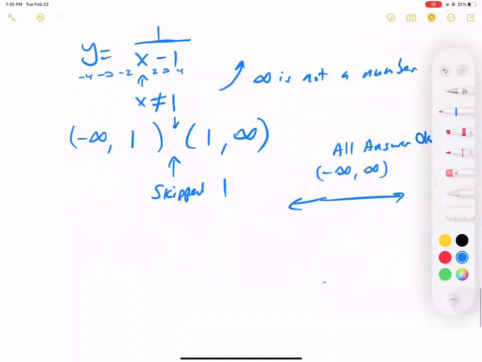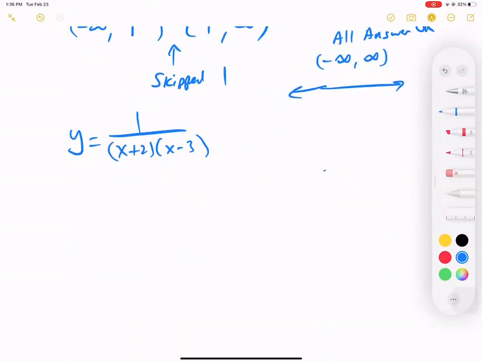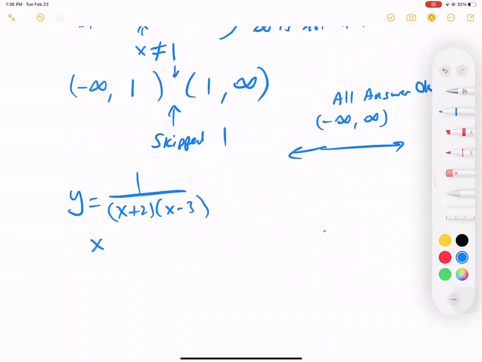Now let's look at another problem. If it was y is equal to 1 over x plus 2 and x minus 3, go ahead and look here and tell me what are the zeros that I am not allowed to use. Which x values am I not allowed to use for this problem? We're not allowed to use -2 and 3. Are you guys okay? We're not allowed to use -2 and 3. Well, if I'm not allowed to use -2 and 3, what happens? Well, on the graph, at -2 and 3, they don't exist because we have a vertical asymptote there.